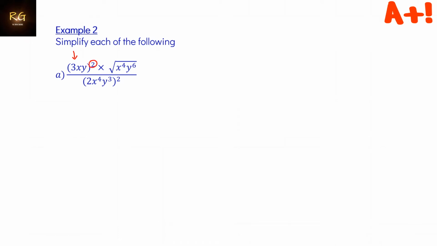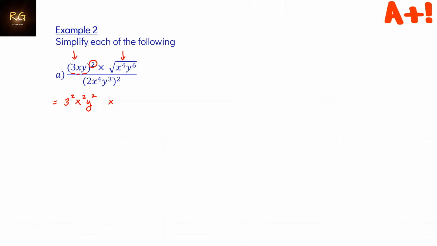So what we need to do is attach this power 2 to each of the bases here. There are 3 different bases, correct? So the first one is 3, so it will become 3 to the power of 2, and then x to the power of 2 followed by y to the power of 2. Very simple.